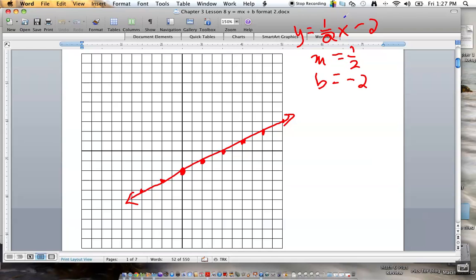And there we go. So y equals 1/2 x minus 2. That's my correct graph. You guys did extremely well on that question. Okay? Any problems?